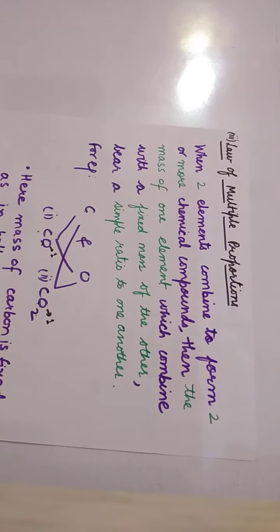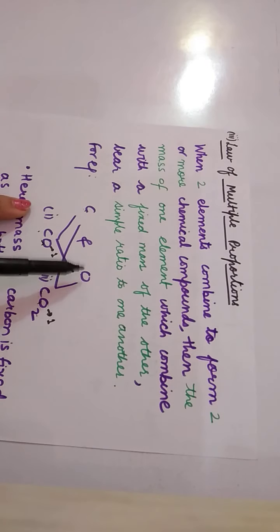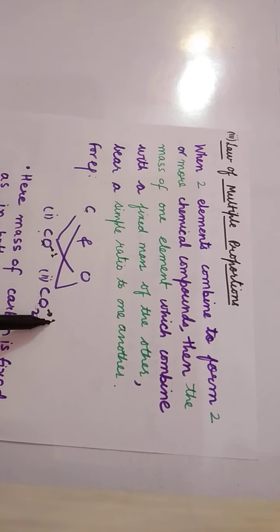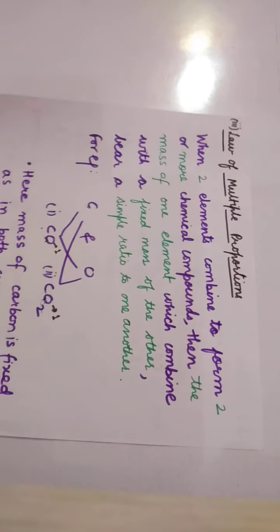So this is what the law of multiple proportions states. When two elements combine to form two or more chemical compounds, the mass of one element which combines with a fixed mass of another element, that is carbon, bears a simple ratio to one another. That is, the element whose mass is varying, that is oxygen, bears a simple ratio to one another.